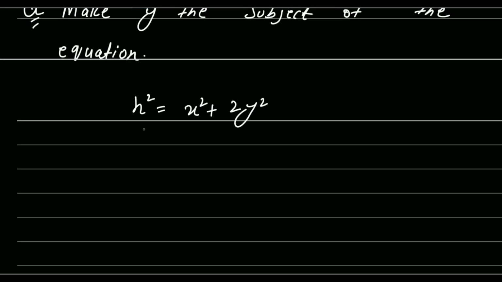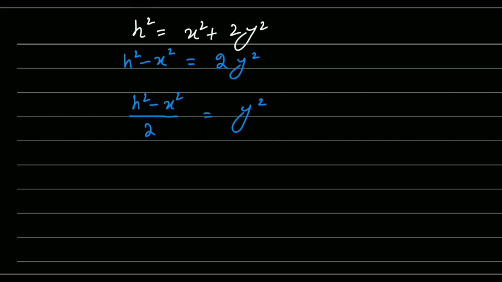So what I will do, h square minus x square will be on one side and 2y square will remain there. As y square is already positive there, we will just simplify it. If this would be negative, then we would try to make it positive. But here it is already positive, so h square minus x square over 2 will be divided, so y square will remain there, and now we have to cancel the square of y, so we will take square root on both sides.